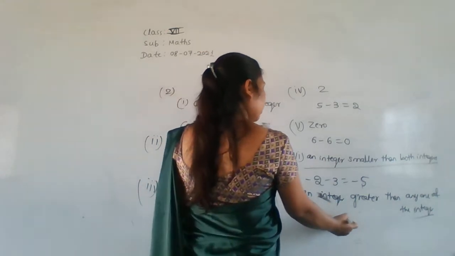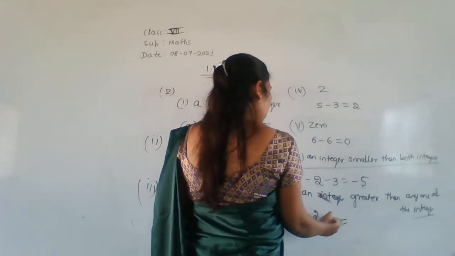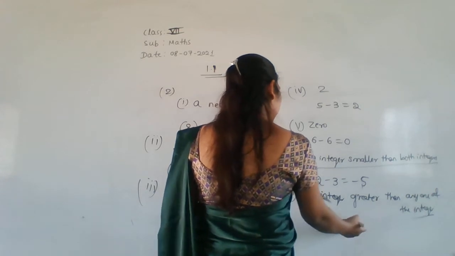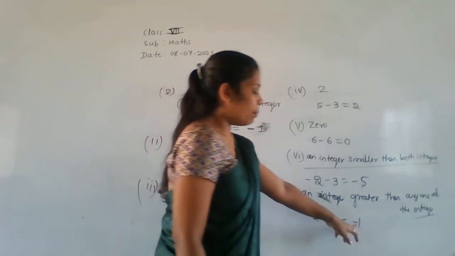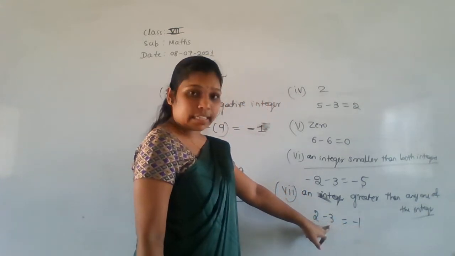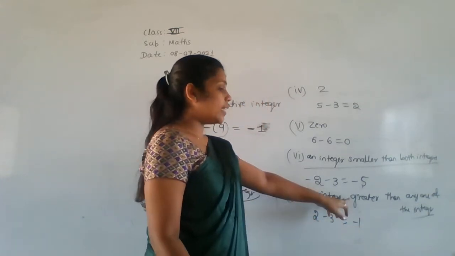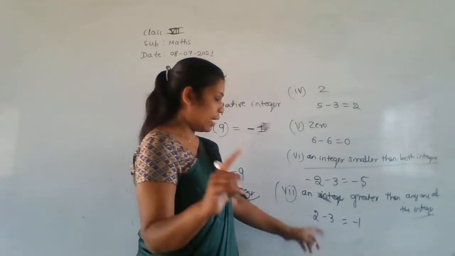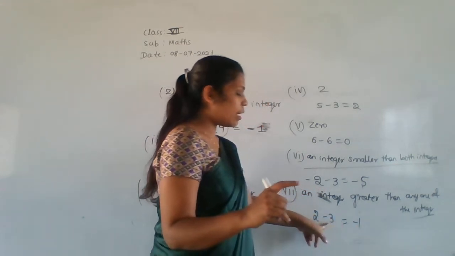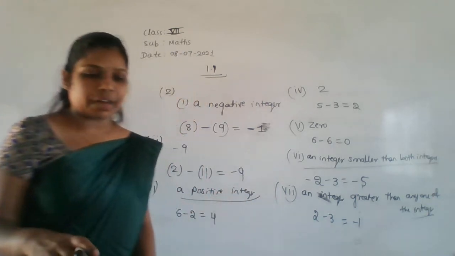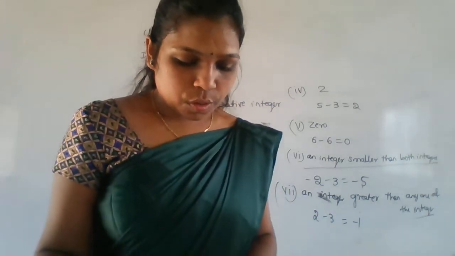See here, 2 minus 3. Okay, that will be minus 1. Obviously, here minus 1 is greater than minus 3. Yes. An integer greater than any one of them. Any one of them is 2 or minus 3. Here minus 1 is greater than minus 3. Okay, satisfied. So the second main is also completed.